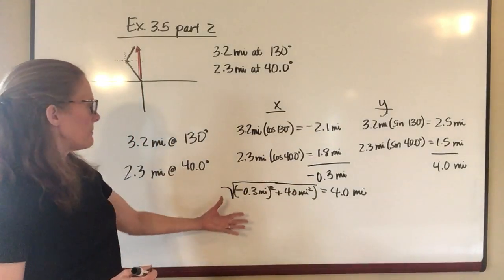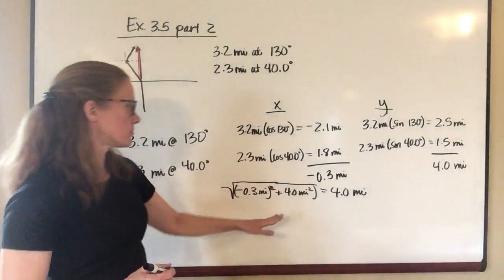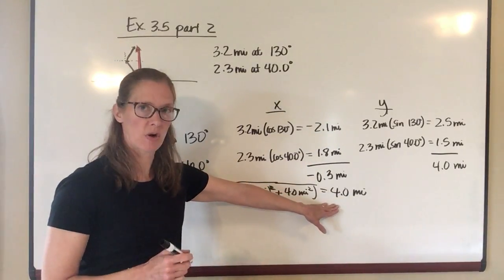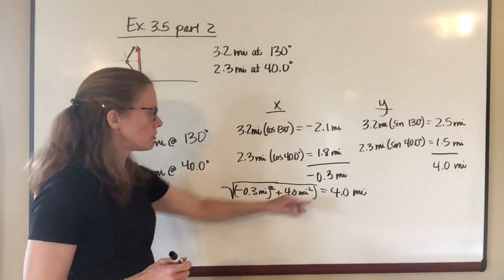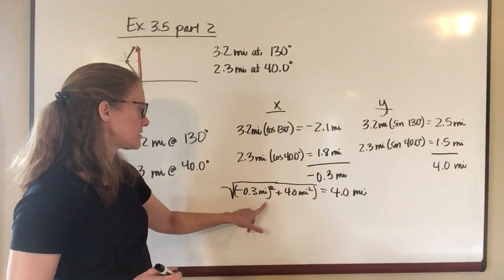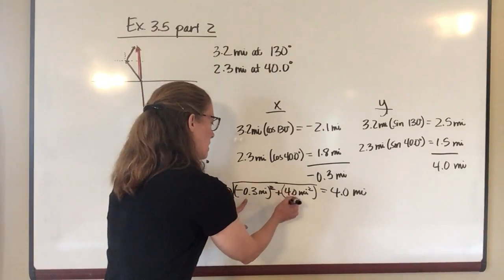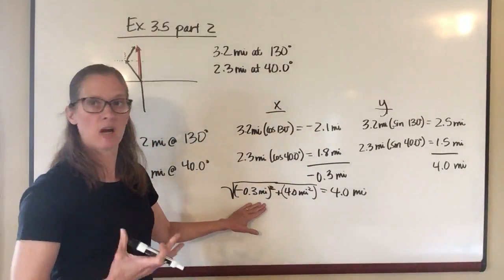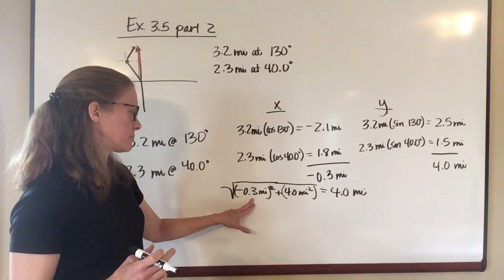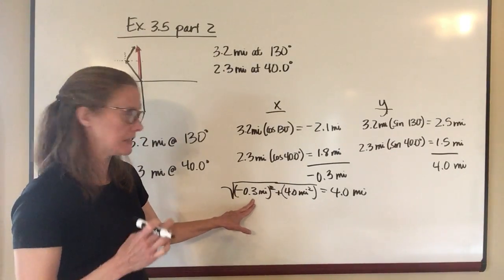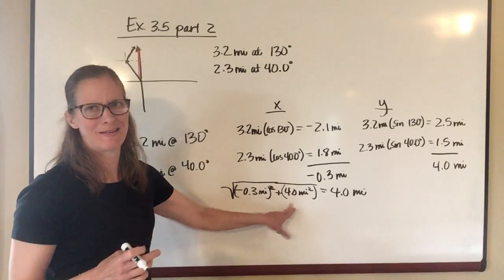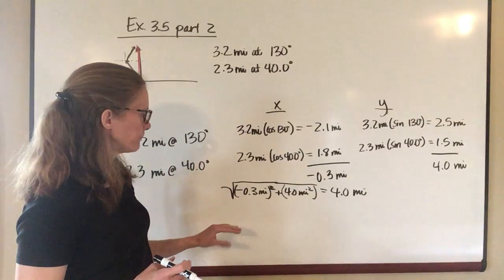I mean, that makes sense. I didn't go very far over, so that's logical to the correct number of significant figures. I told you that this one should be bigger than both of these, but this is so little that by the time I start squaring things, 0.3 times 0.3 is 0.09. It's tiny, and when you add that to 16, it doesn't make much of a difference, okay?